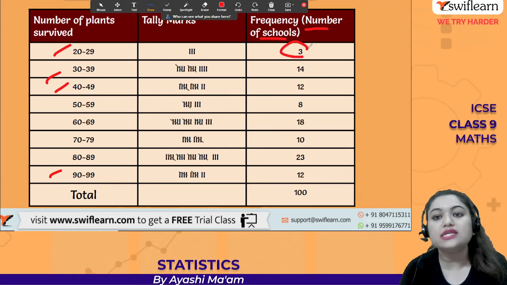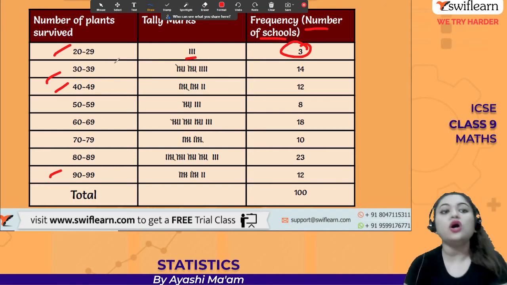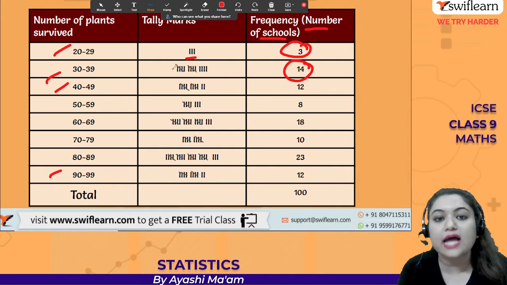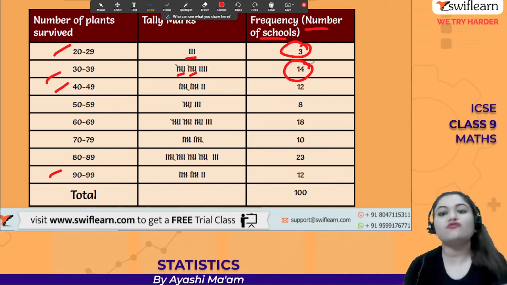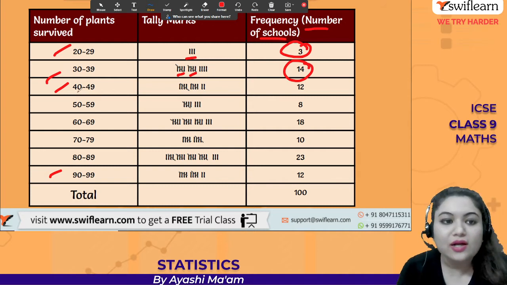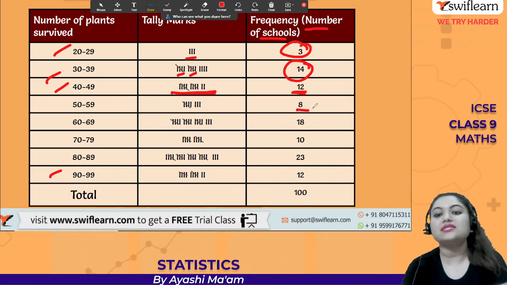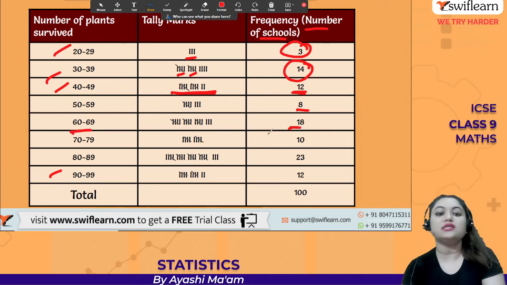You will see 23 is, sorry, it's 3, that's why we are putting the tally marks 3. 30 to 39 plants have survived in 14 schools, that's why 14. So this is 1 5, this is another 5, that means 10, 10, and then 10 plus 4 gives you 14. Got it? 40 to 49 in 12 schools. You know how to represent 12. 50 to 59 plants have survived in 8 schools. 60 to 69 plants have survived in 18 schools.